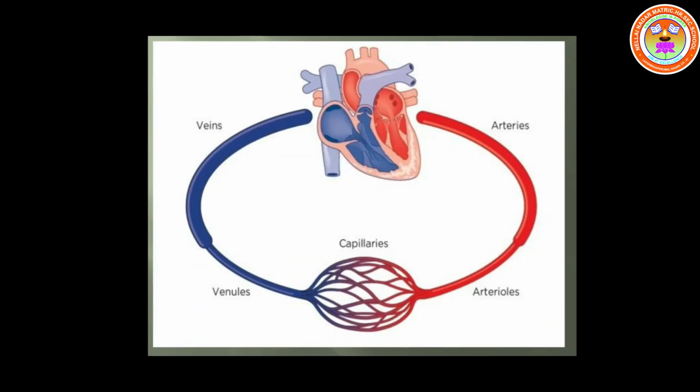They form a closed network through which the blood is circulated. So we call it the closed circulatory system, because blood flows inside the vessels in a closed circuit.